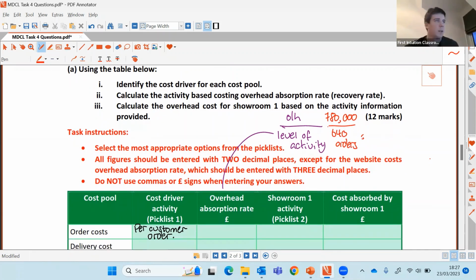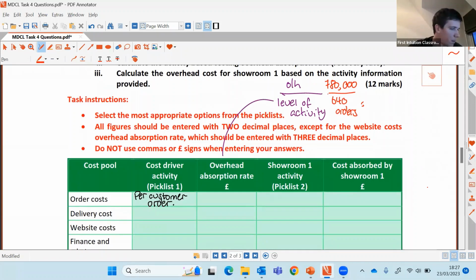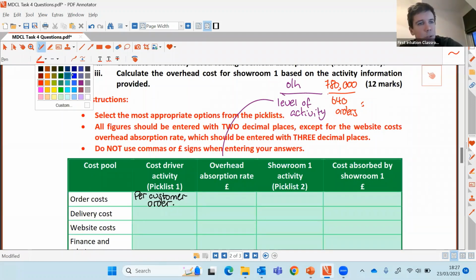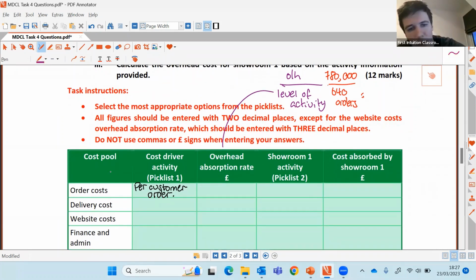Okay. And if you take the 780,000, divide it by the customer orders, then your overhead absorption rate that sits in here would be 1,218.75.